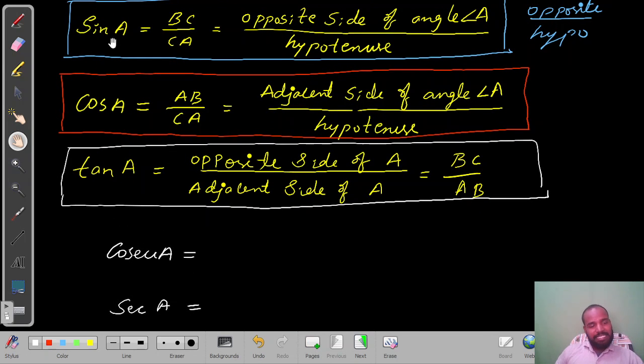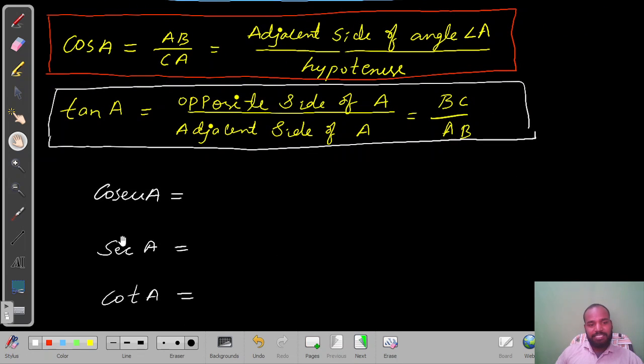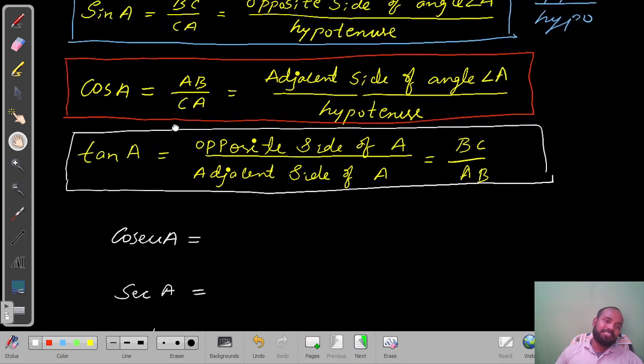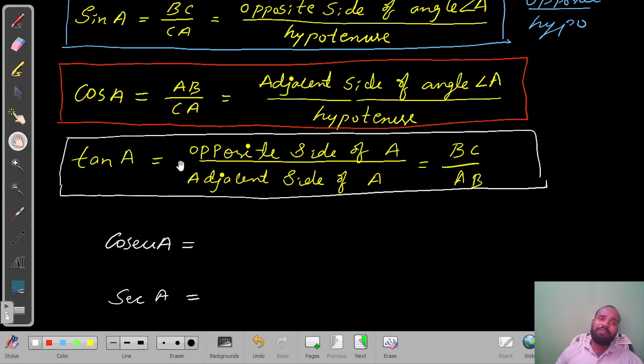Sine's multiplicative inverse is cosec A. Cos multiplicative inverse is sec A. Tan multiplicative inverse is cot A. Now it is very easy, it is just multiplicative inverse. We have to just write it down here.